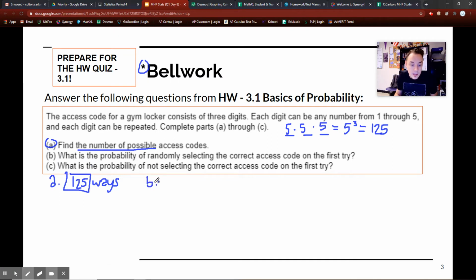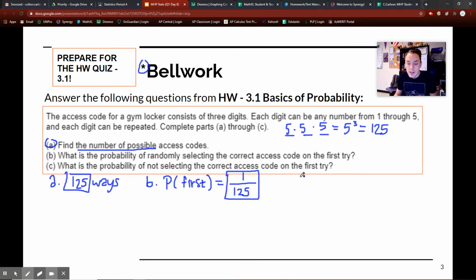Now for B, what is the probability of randomly selecting the first access code? Okay, so selecting the first access code. So I'm just going to say probability of first. It doesn't really matter. Well, there's only one correct access code, right? So 1 out of how many total? 125. And then boom, that's my answer.